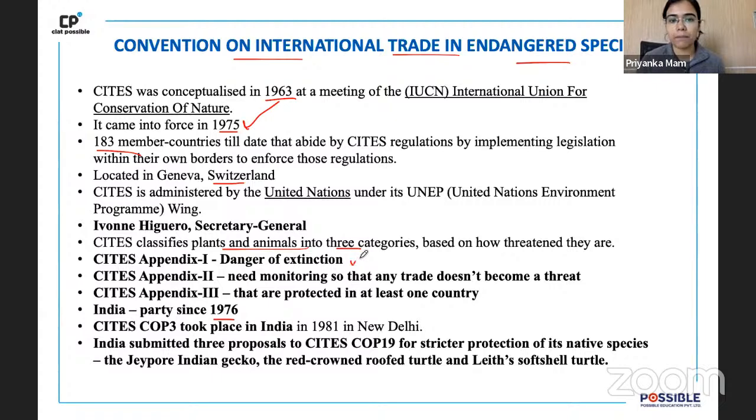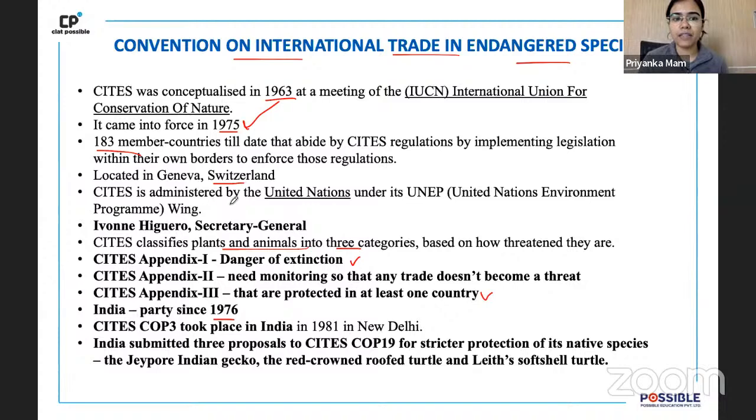Category 1 being Appendix 1, wherein they put in these categories of flora and fauna that are in danger of extinction. Category 2 is you need to monitor these particular species because the amount of trade that you're doing, eventually this will become a threat. And Appendix 3 is certain species which are protected in at least one country, one of the member countries.